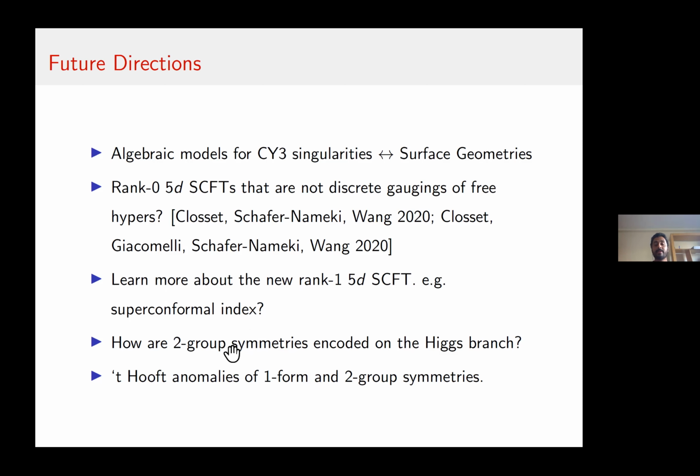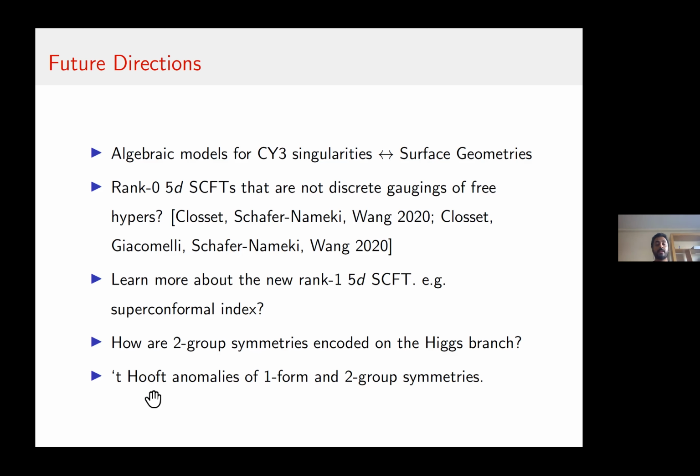When we come to generalized symmetries, we went on to the Coulomb branch of the conformal theory to get a handle on these two-group symmetries. So we essentially computed it from low-lying data on the Coulomb branch. So we understand how the two-group symmetry of the conformal theory manifests on the Coulomb branch, but currently it's not completely understood how it manifests on the Higgs branch. So that would be an interesting direction to explore.